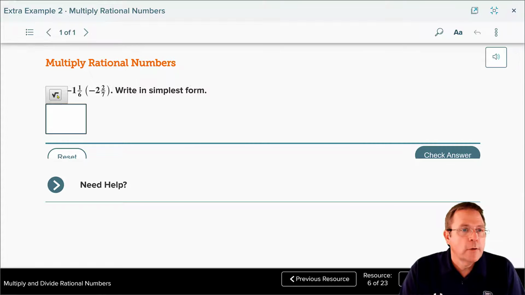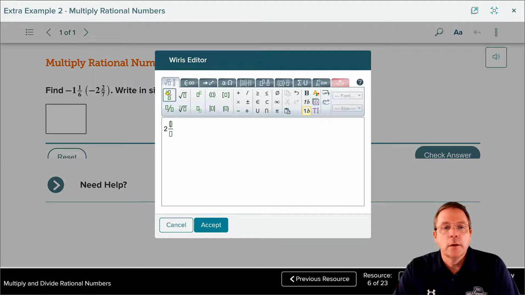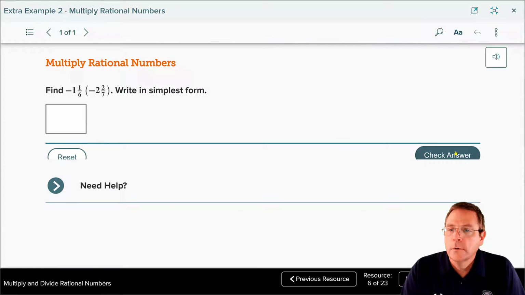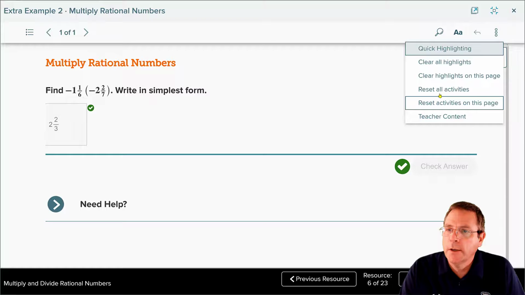Now let's test our answers. So we said our answer is going to be 2 2/3. Accept and check, and our answer checks well. Easy math. Anybody can do this stuff.